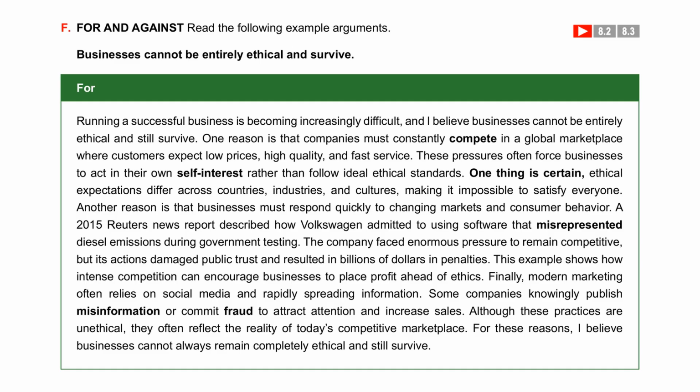Finally, modern marketing often relies on social media and rapidly spreading information. Some companies knowingly publish misinformation or commit fraud to attract attention and increase sales. Although these practices are unethical, they often reflect the reality of today's competitive marketplace. For these reasons, I believe businesses cannot always remain completely ethical and still survive.